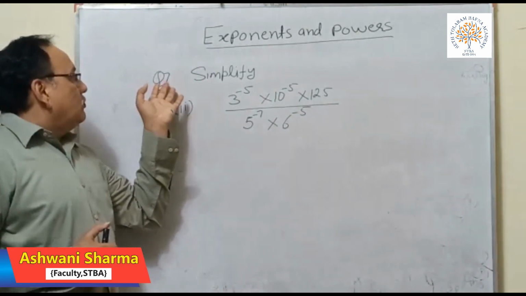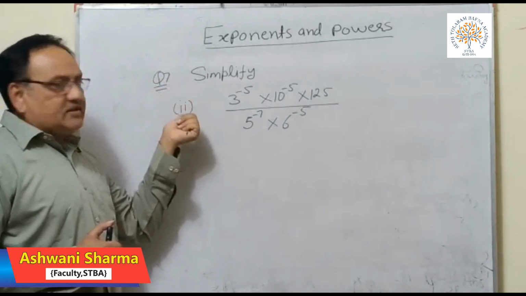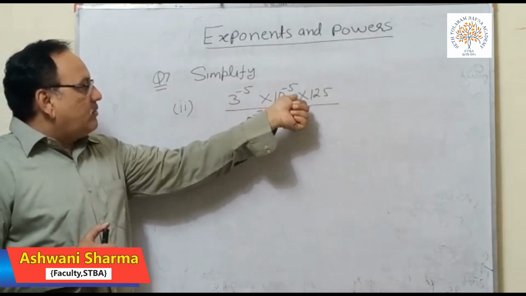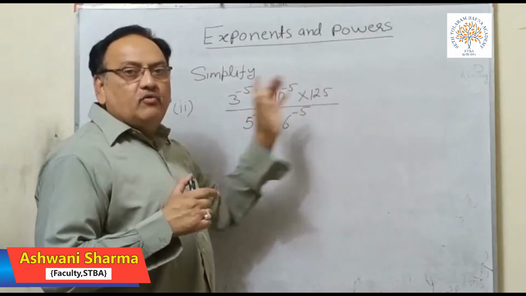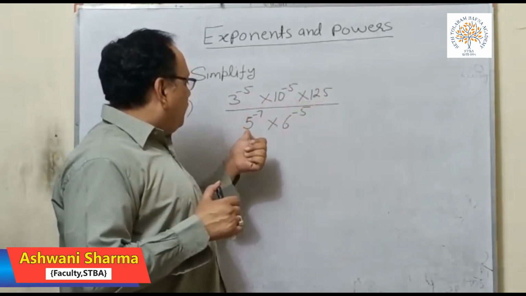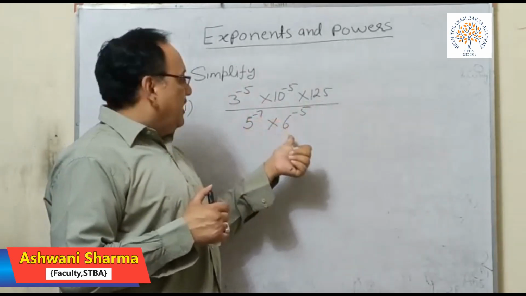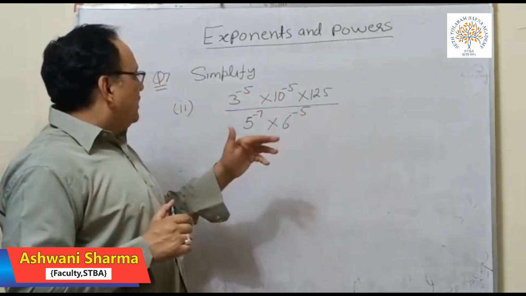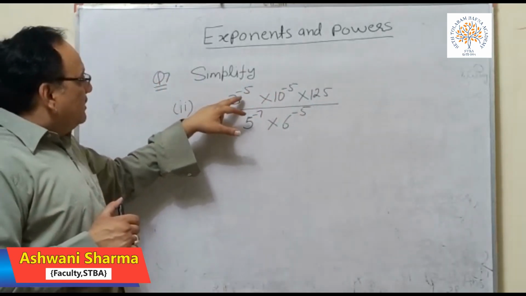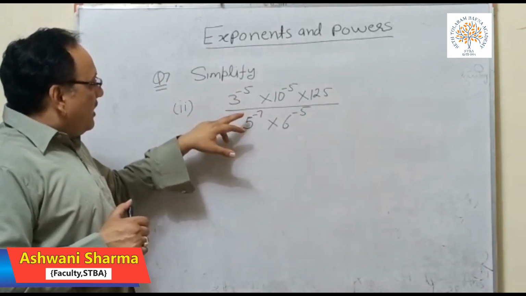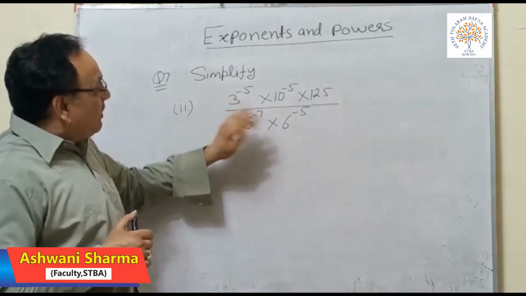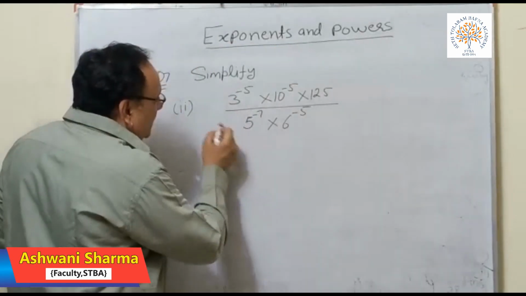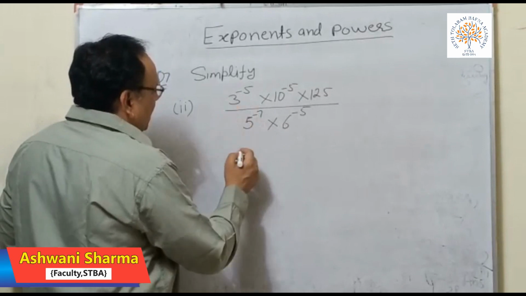Now, question number 7, part 2. 3 raised to the power minus 5 into 10 raised to the power minus 5 into 125 divided by 5 raised to the power minus 7 into 6 raised to the power minus 5. Now we have to solve it. First of all, we bring the negative power down and the negative powers up. We bring denominator up and numerator down. Then we can write the solution.